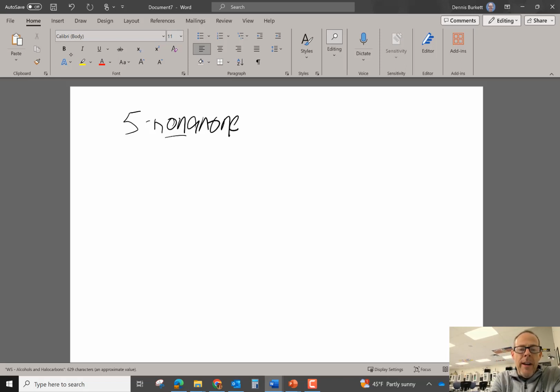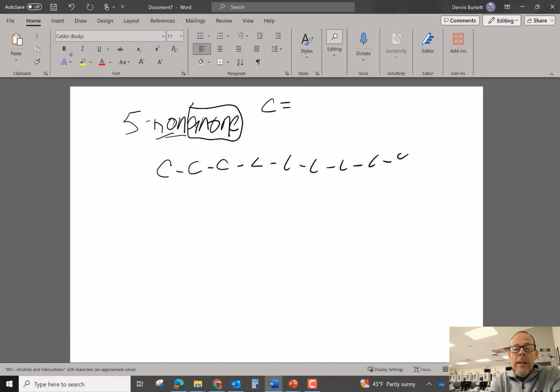Because it starts with non-, I know I have 9 carbons in a row: 1, 2, 3, 4, 5, 6, 7, 8, 9. Because it's an -one, I know I'm going to add a C double bonded O. Oh no, where does it go? Oh, it goes on my 5th carbon. So 1, 2, 3, 4, 5. So I'm just going to do a double bonded O going down. You can go up. It really does not matter.